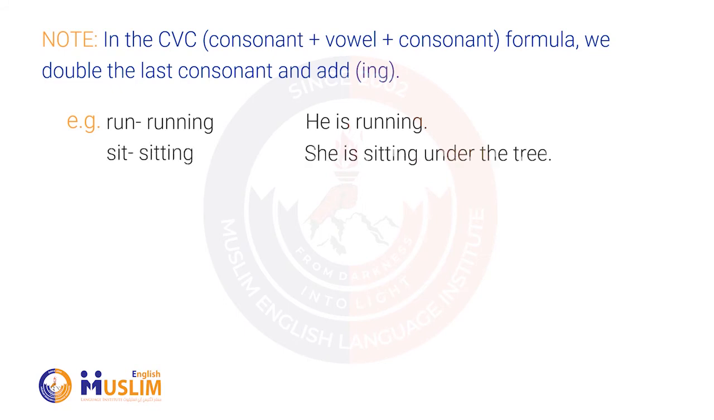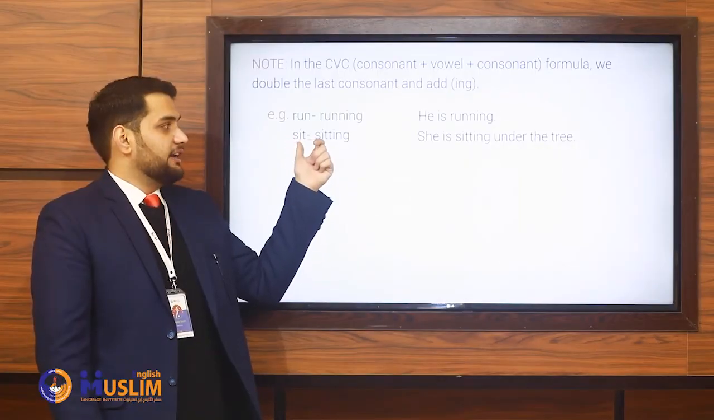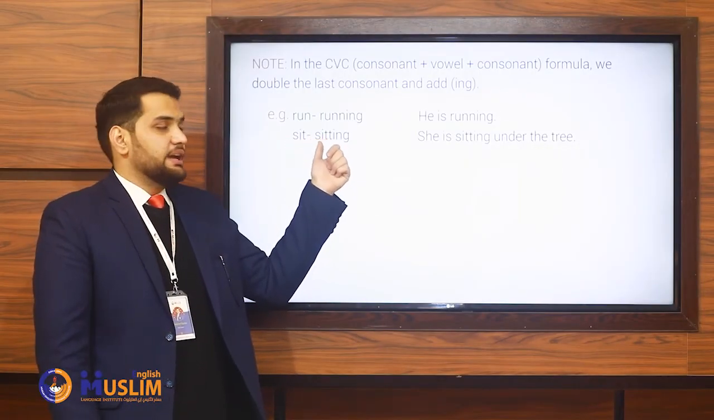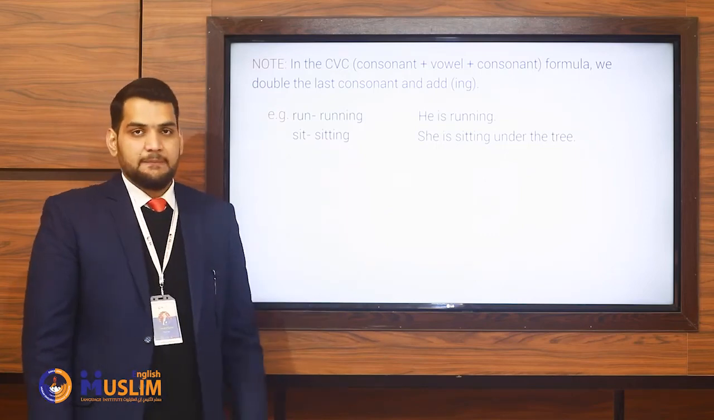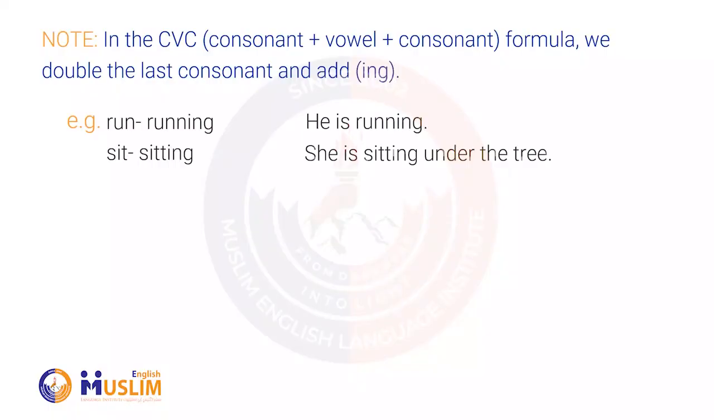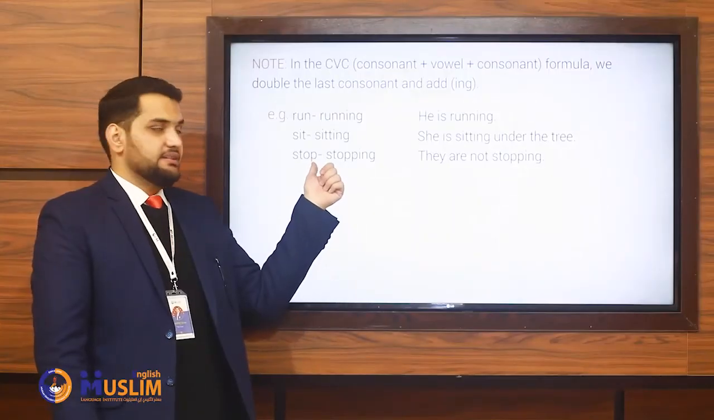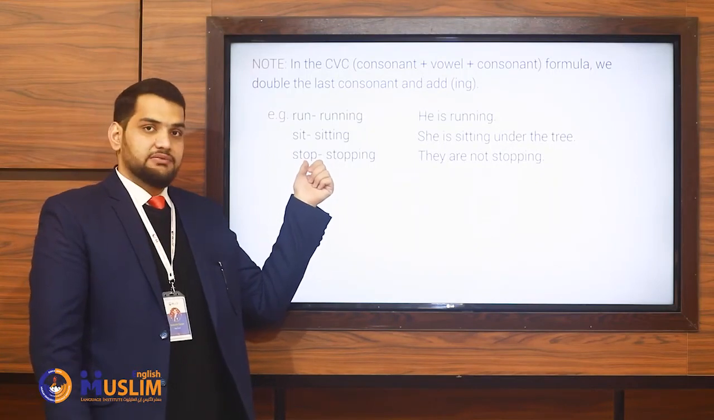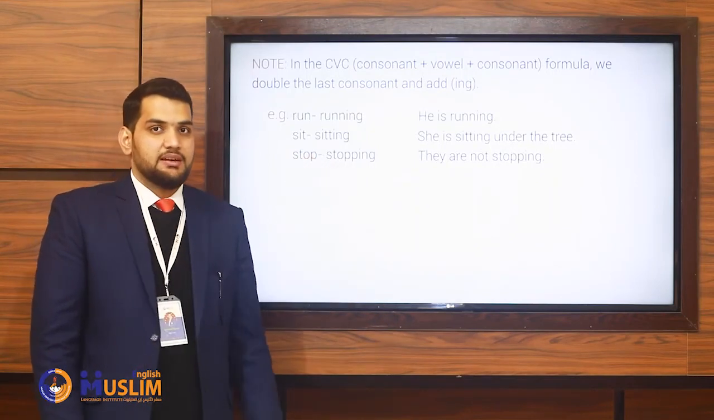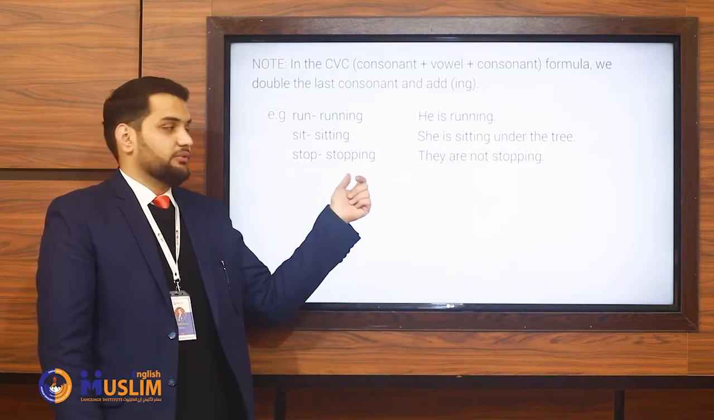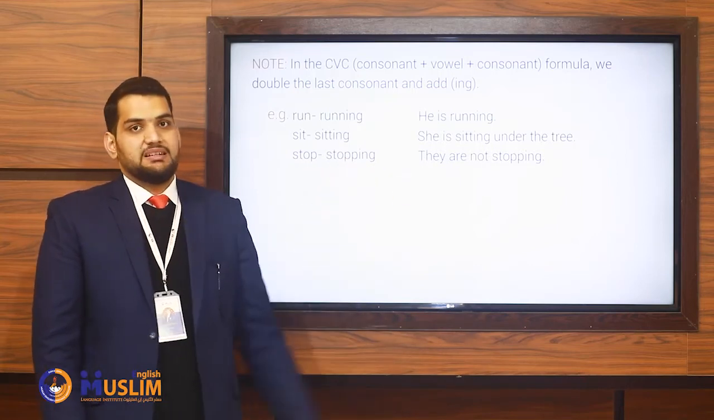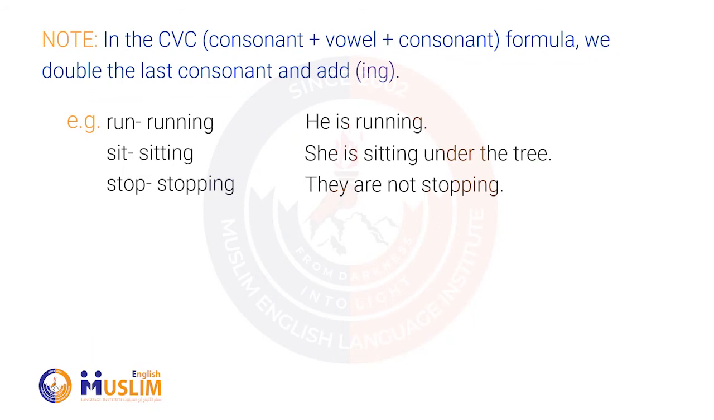Another example, sit. So we have got CVC. S is a consonant, I is a vowel, and T is also a consonant. We double the last T: sitting. For example, she's sitting under the tree. Stop. As I've told you, start from the end. You see, P is a consonant, O is a vowel, and T is also a consonant. So we've got the CVC formula. What do we do? Stopping. P is doubled. Like, they're not stopping. Swim, swimming.